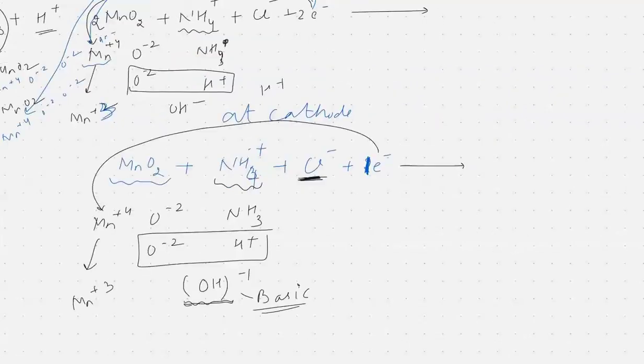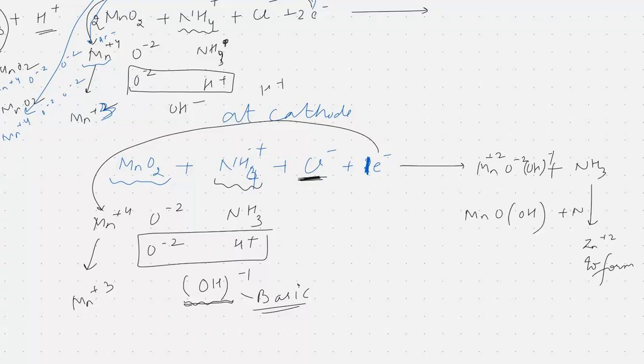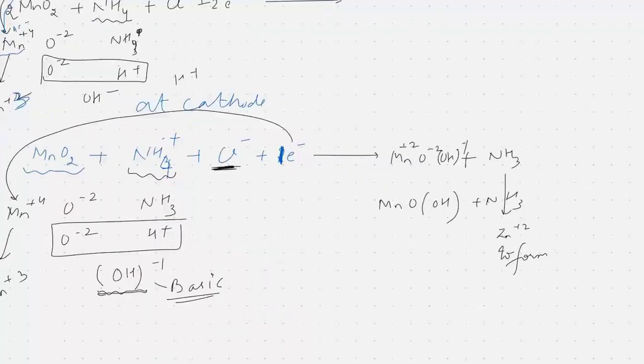NH4 plus will convert into ammonia, which will eventually be taken up by Zn plus 2 to form a solid. Then we will have Mn plus 3. Now Mn plus 3 will be neutralized by one oxide and one OH negative. So how do we write this down? We write it down as MnOOH plus ammonia. And the Cl negative remains like that, and if it remains like that, it is of no use to us. Why is it of no use to us? Tell me.